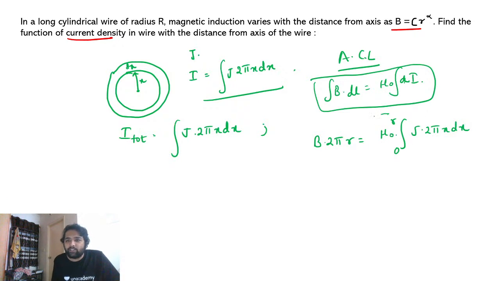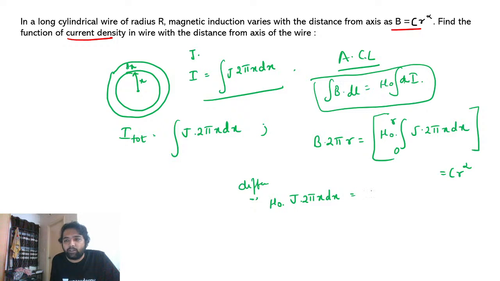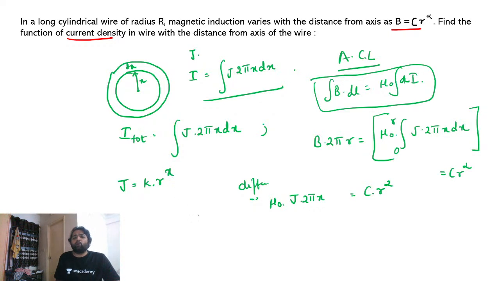So this whole function is equal to c r power alpha. Now what will I do with this? I will do reverse differentiation. I will do differentiation. What comes from differentiation? Mu naught into j into 2 pi x dx is equal to c r power alpha. I hope this is clear to everyone. So I will send this to the other side. I'll write j as a function of r, j is equal to k into r power n.